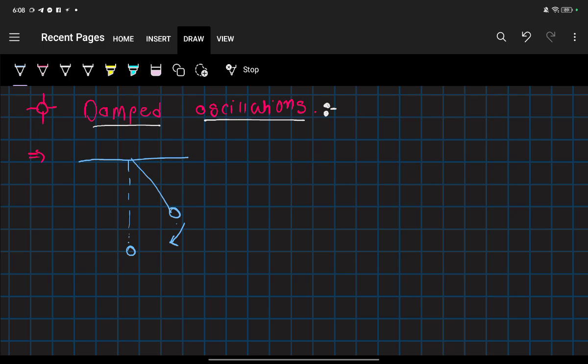So this happens as the air drag and the friction at the support oppose the motion of the pendulum and dissipate its energy gradually. So the pendulum is said to execute damped oscillation.